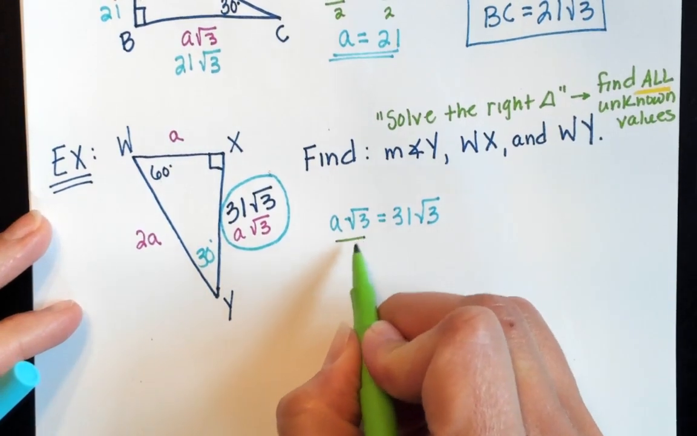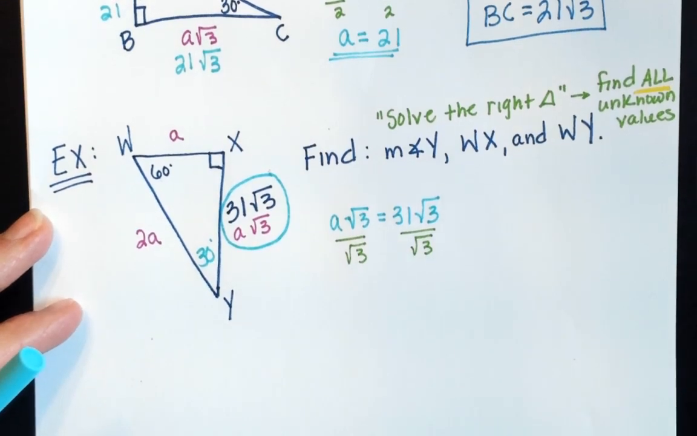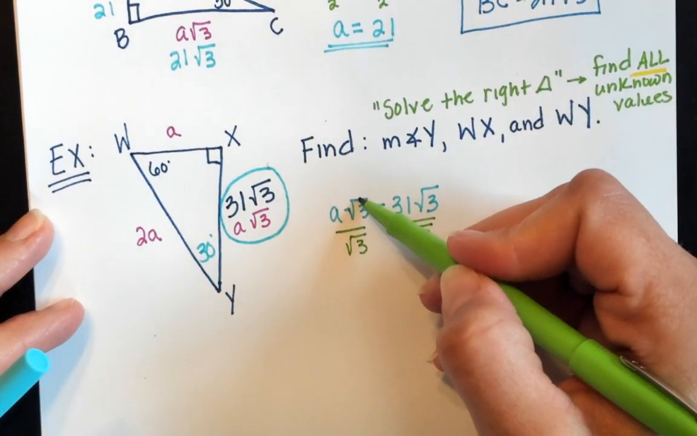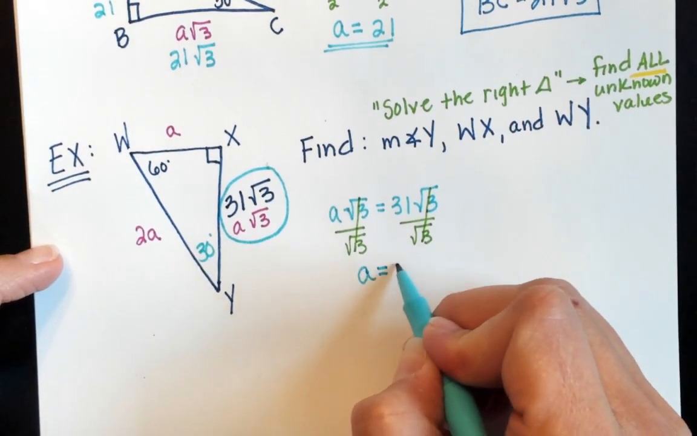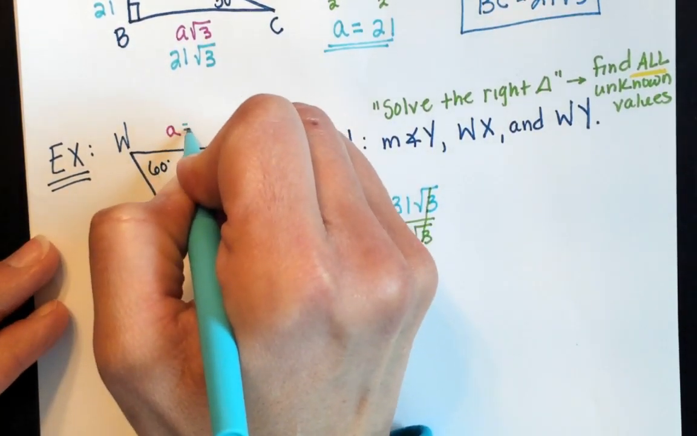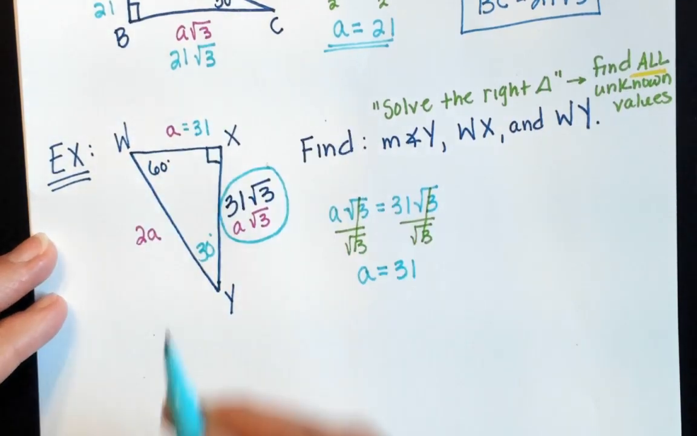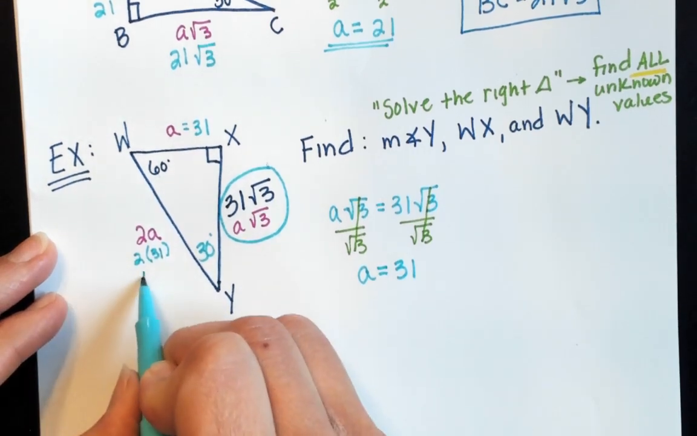But I am going to show you the reason why it works is that we divide away that number, that radical 3, and it cancels. So what we're left with is what we thought we saw. A is 31. So wherever you see an A, you're going to plug in 31. So we're going to have 31 over here. And we're going to have 2 times 31 over here, which is actually 62.